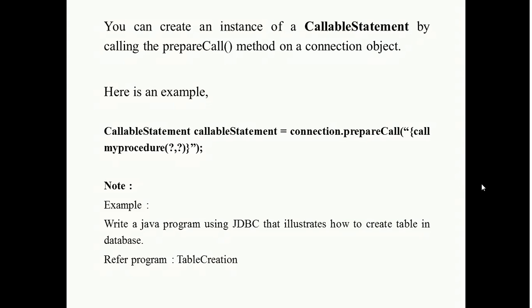So this CallableStatement interface uses the prepareCall method to create an instance of a CallableStatement by calling the prepareCall method on a connection object.